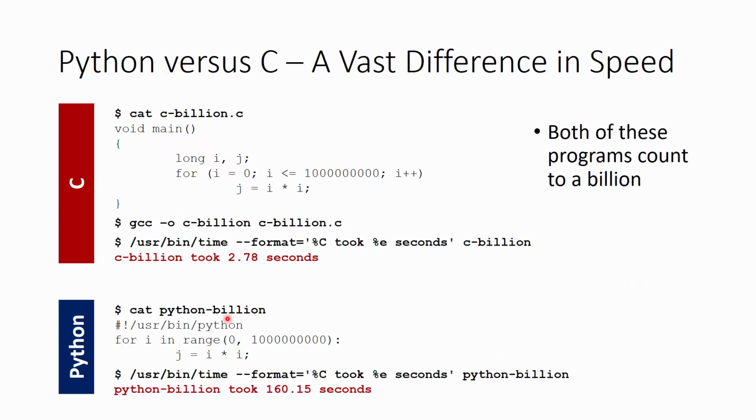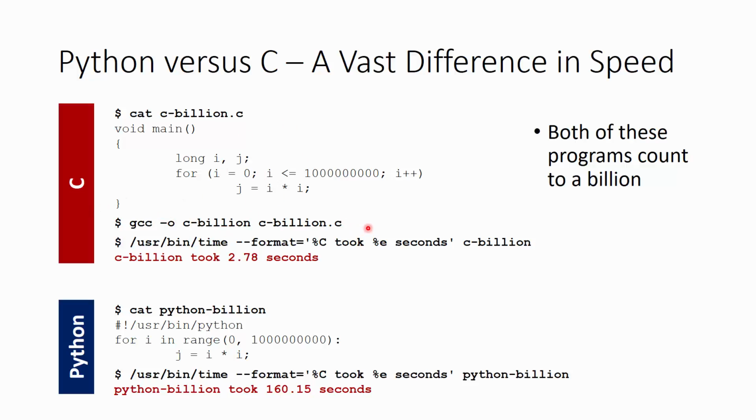The difference between an interpreted language and a language that has been compiled as actual machine code on the operating system cannot be overstated. So let's take a look at this. This particular program, called c-billion.c, counts from 0 up to a billion, and every time it iterates, it takes i and multiplies it times itself. So we have a billion multiplies as it counts its way up to a billion.